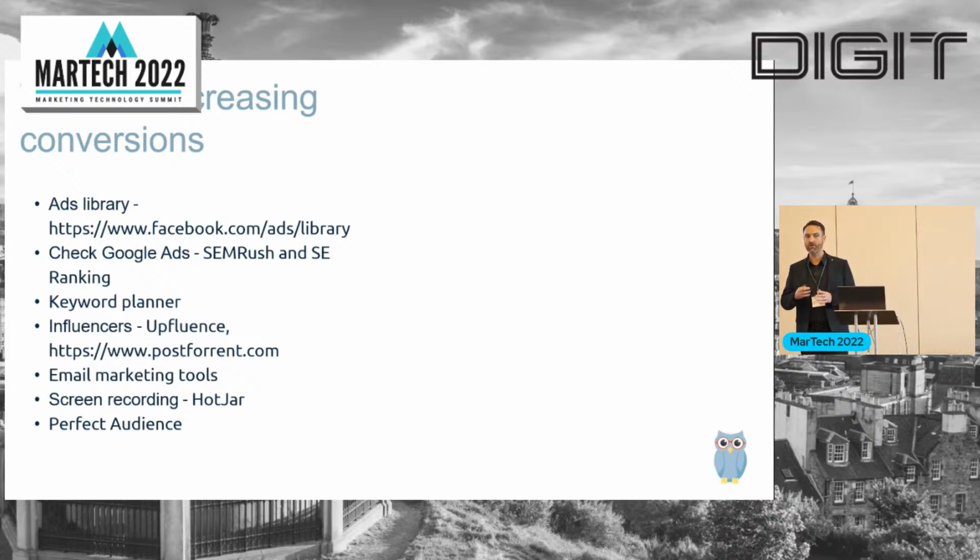Screen recording software like Hotjar. That's actually pretty cool, so you can see what people are doing on your site. You see them go into a call to action, and then you can improve the call to action within there. And then Perfect Audience helps you do advertising across Facebook and Google and all that in the one, rather than going into different accounts.